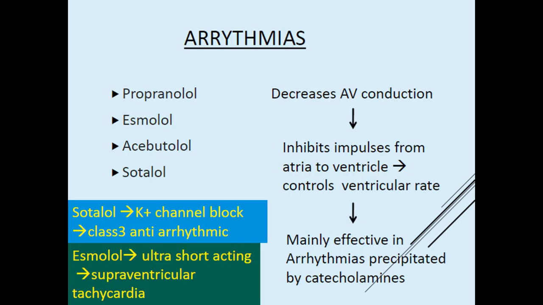In case of arrhythmia, the drugs we are using are propranolol and esmolol. They decrease AV conduction, inhibit the impulse from atria to ventricle, and so control the ventricular rate. They are mainly effective in arrhythmia precipitated by catecholamines, meaning the arrhythmia that occurs due to adrenaline or noradrenaline; they are effective only in this case. Sotalol basically blocks the potassium channel, and is considered a class 3 antiarrhythmic drug. Esmolol is ultra short acting and is used in supraventricular tachycardia.